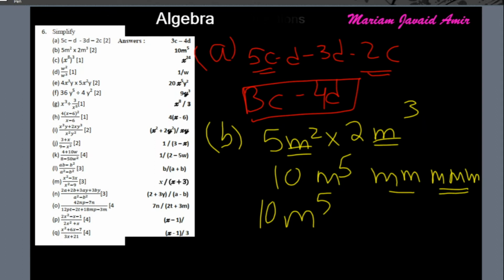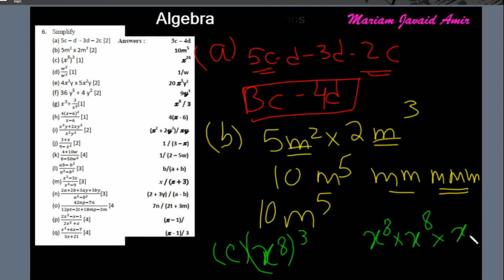Part C is x power 8 cubed, which means we have x8, then another x8, then another x8. So how many total x do we have? We'll have 8 plus 8 plus 8, 24 x. So this is the answer, x power 24, or you may just multiply these two, but you'll do this in detail next year in grade 9th.